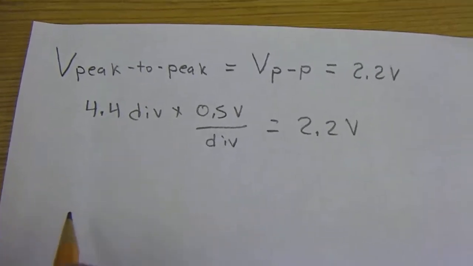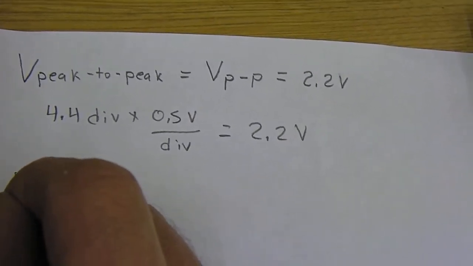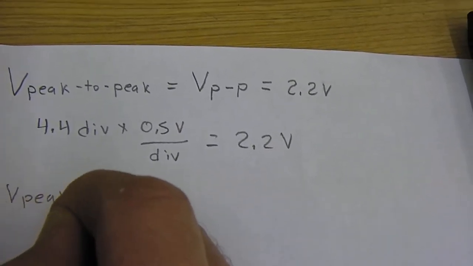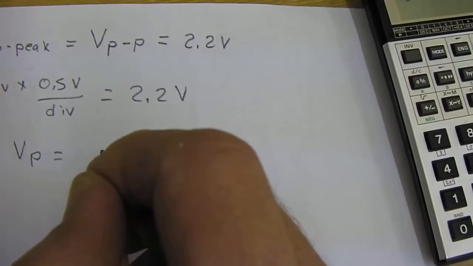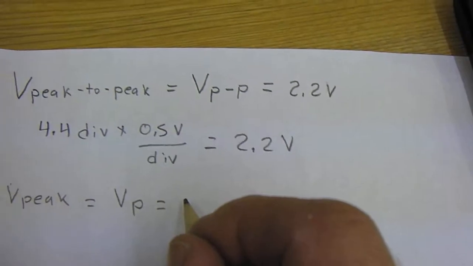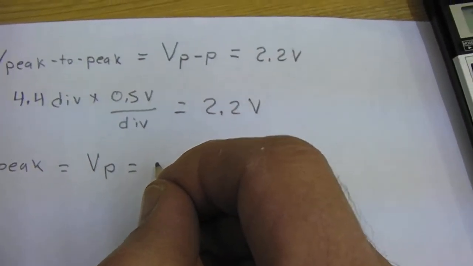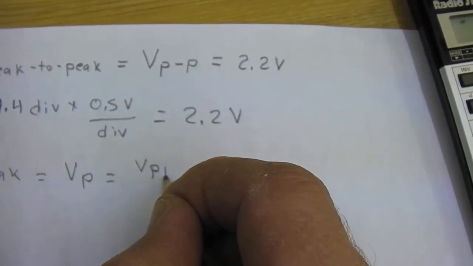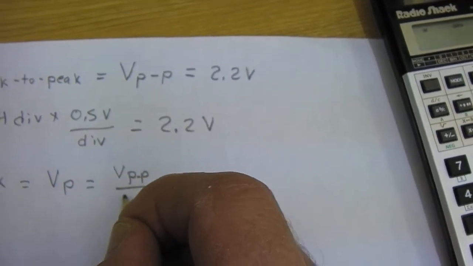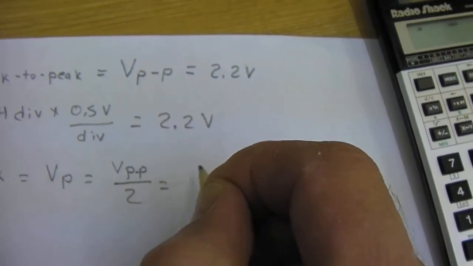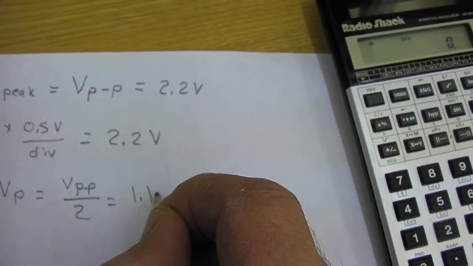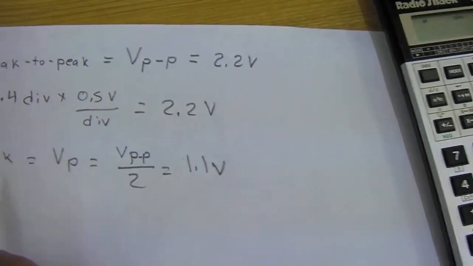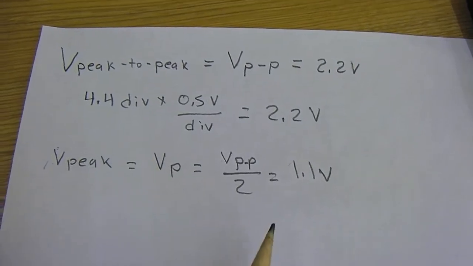And then we wanted to go ahead and calculate the peak voltage, which is just abbreviated VP. Well, that would be half of that. VP is equal to VPP, or voltage peak to peak, divided by 2. So 2.2 divided by 2 gives us 1.1 volts. So that would be our peak voltage.